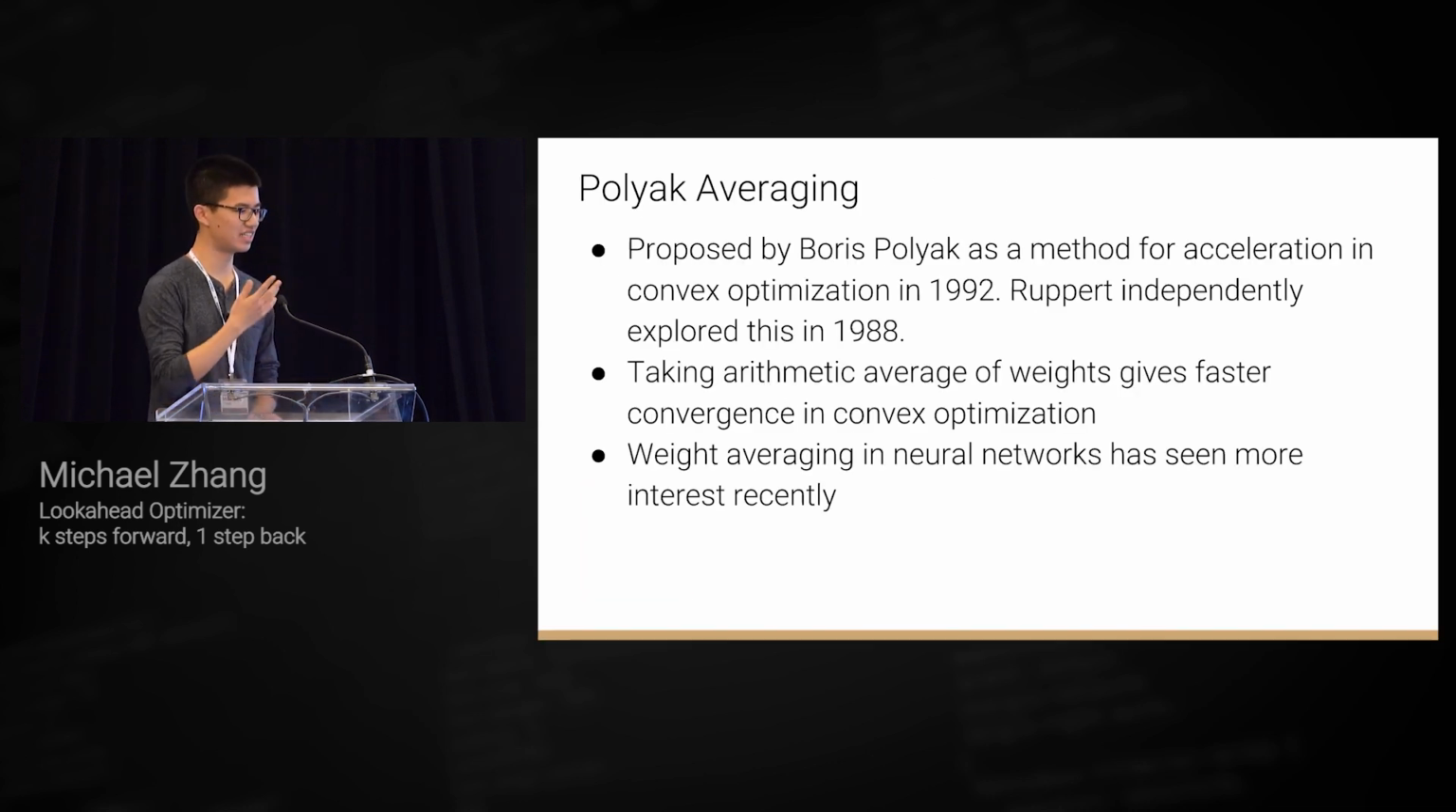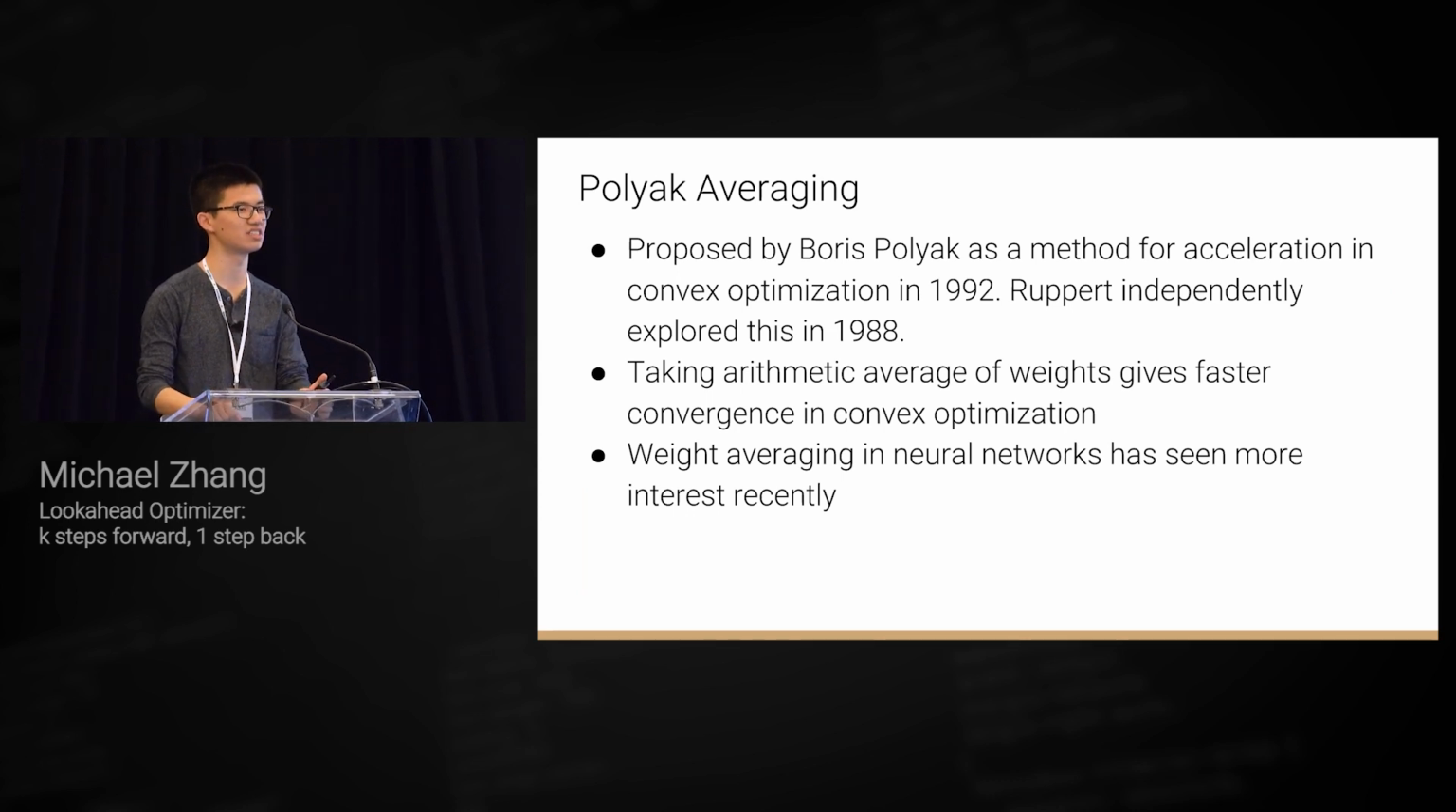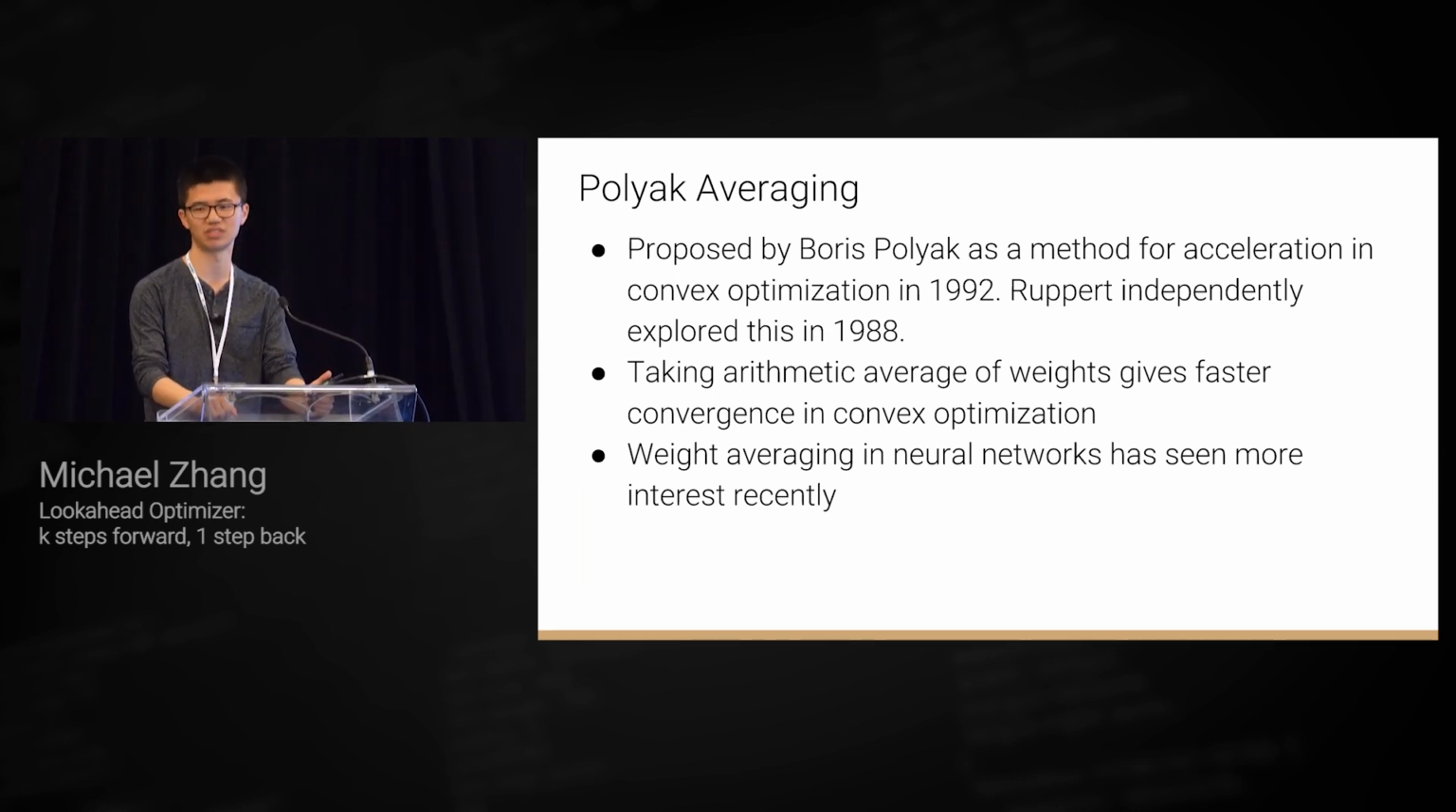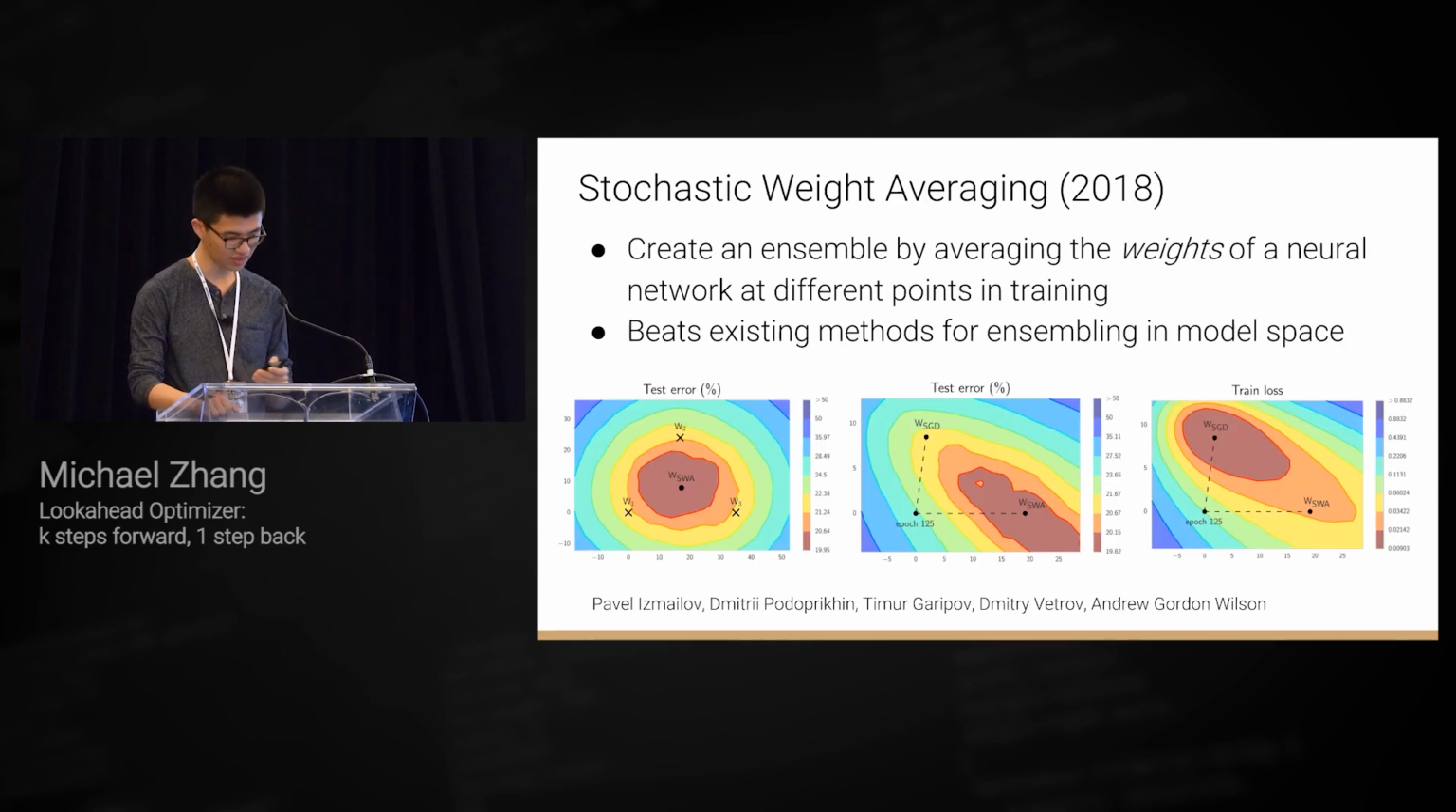The idea of Polyak averaging, proposed by Polyak and Juditsky around 1992, is taking the arithmetic average of your weights. This is shown to give better convergence guarantees in convex optimization. So when your loss surface is really nice, if you average the weights throughout optimization, you can get faster convergence. This is an idea that's seen in the convex optimization community, but hasn't really gotten attention in neural networks until more recently. One instantiation of this approach is the stochastic weight averaging paper from 2018.